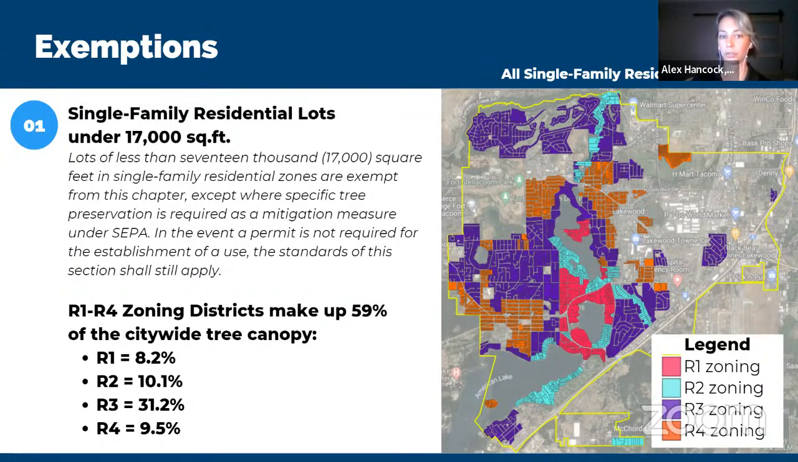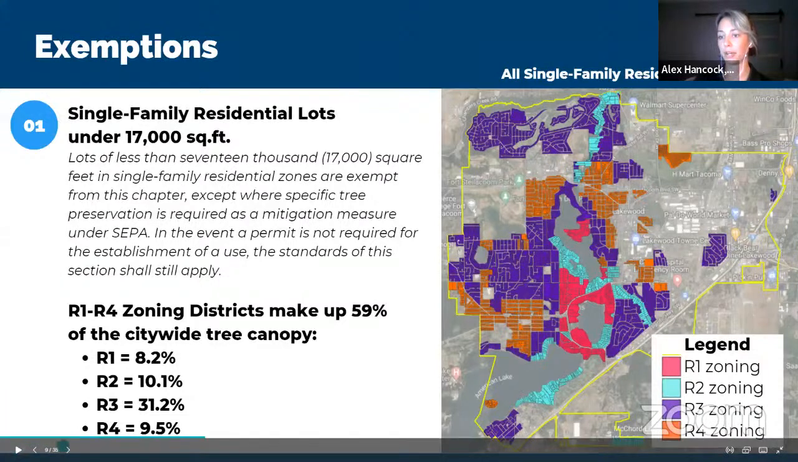We're going to talk a little bit more about what the impact of this is on the city. To bring this back to the tree canopy data that we reviewed a few meetings ago, these single family zoning districts, when you bring them together, contain 59% of the citywide tree canopy. And you can see that the R3 zoning district has 31.2% of the tree canopy in the city. That's the purple on the map there. So that's something to keep in mind as we're thinking about exemptions here.